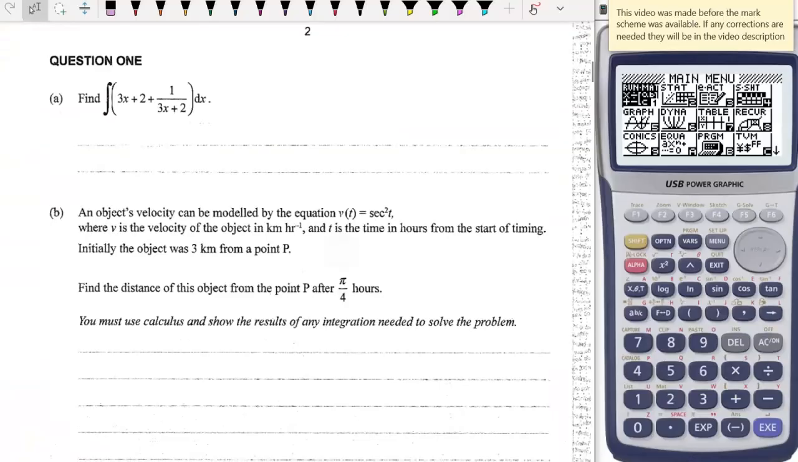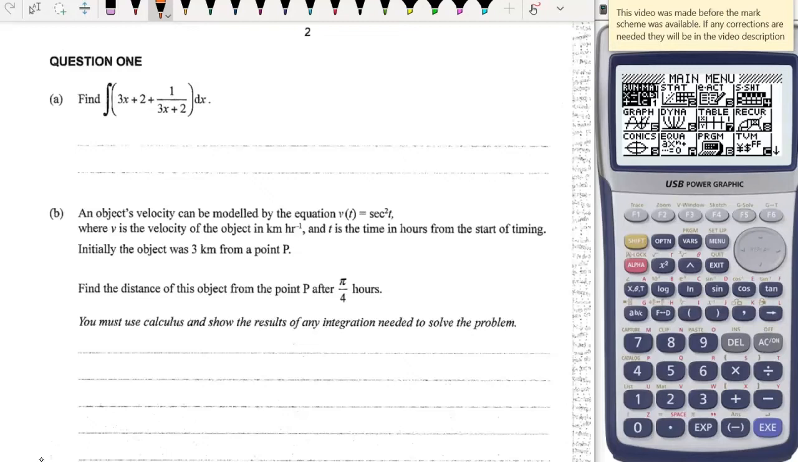Okay, so let's get stuck in with question 1. We're integrating each of these terms, so 3x becomes 3x squared over 2, 2 becomes 2x, and the 1 over 3x plus 2 integrates to be log of the thing that was inside of it, but it's also reverse chain rule, so we need to divide by that 3, so it's a third log 3x plus 2 plus c.